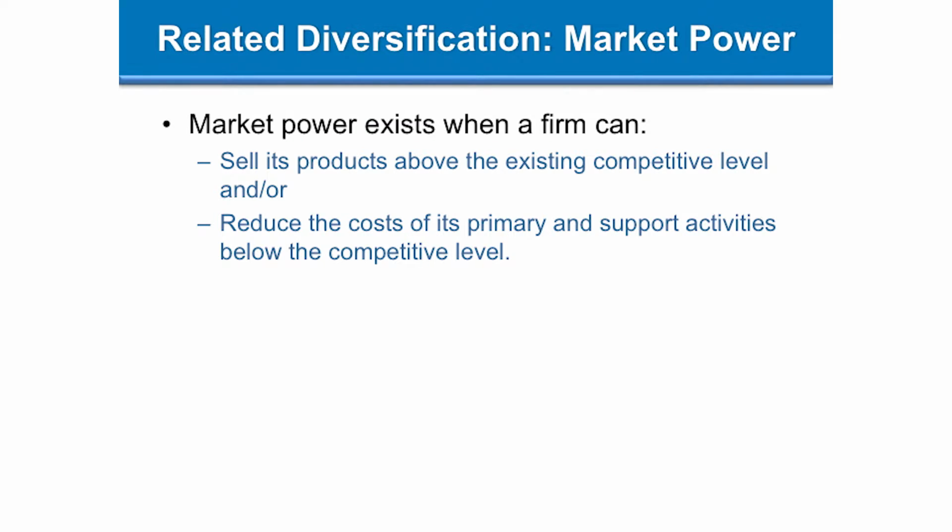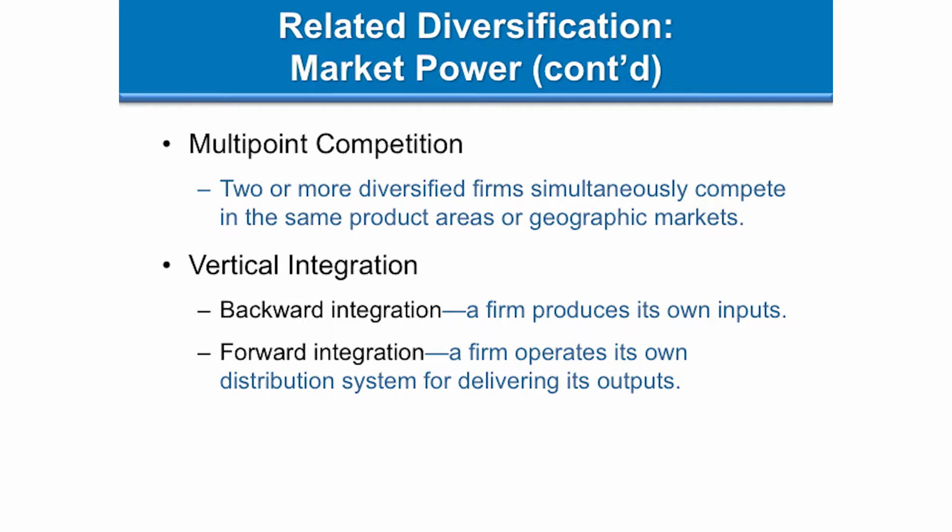Market power exists when the firm sells above the competitive level or reduces the cost below the competitive level. So firms that share activities easily reduce related cost so that they increase market power. Also, firms gain market power by multi-point competition, because extending and moving first in different markets increases market power by blocking competitors and building entry barriers.